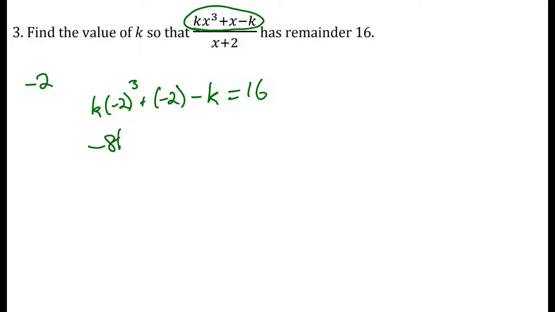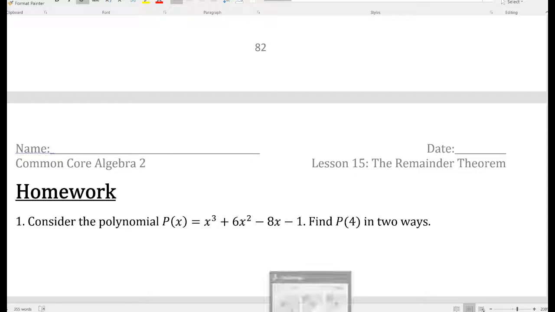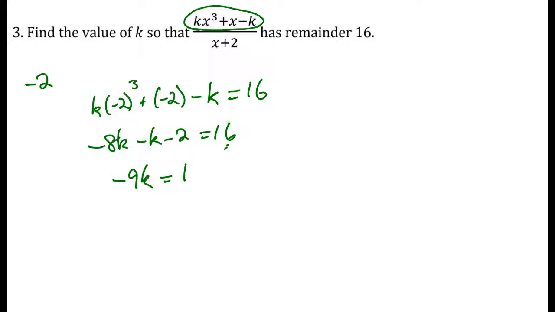It gives me negative 8k minus k minus 2 equals 16. So negative 9k, I'm going to add 2 to both sides, equals 18. So divide by negative 9 and get k equals negative 2. So for this quotient to have a remainder of 16, we would want k to be negative 2. Using the remainder theorem here is a very powerful tool to quickly find out that value of k.